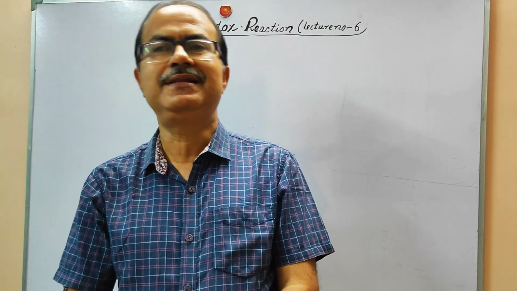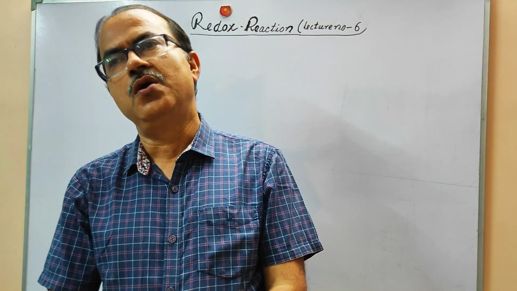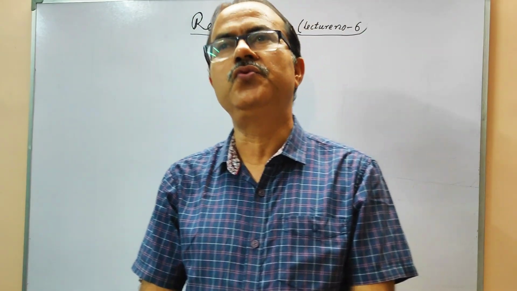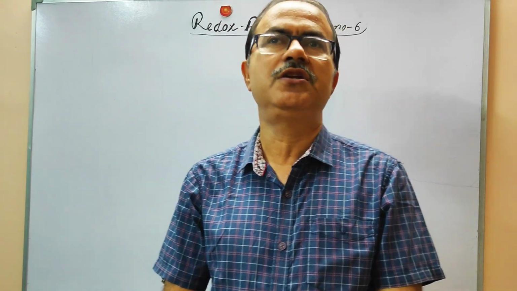In this method, you have to split the reaction into two parts, the oxidation half reaction and the reduction half reaction, and you have to balance all those half reactions and then come to the total overall balanced equation. So in this lecture we are going to discuss the oxidation number method, how we can balance the chemical equation of the redox process in this method. So the heading of today's lecture is balancing by oxidation number method.